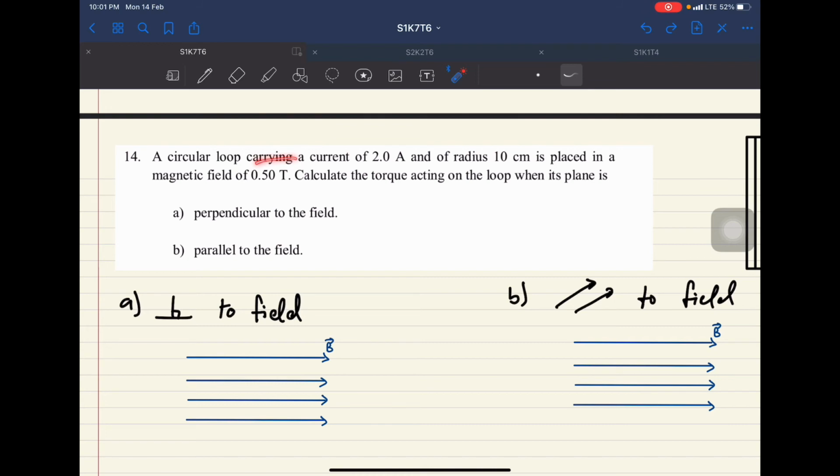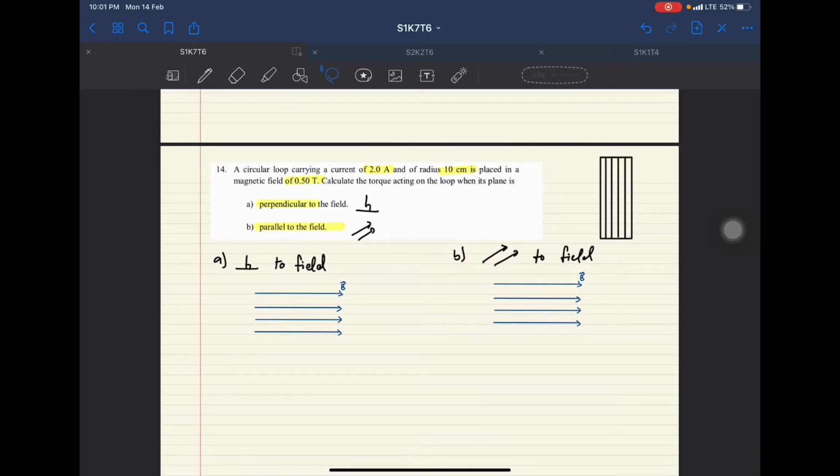Okay, it says that the current is 2 ampere and radius 10 cm. It's placed in a magnetic field of 0.5 Tesla. Calculate the torque acting on the loop when it's placed perpendicular to the field or parallel to the field. So you have one case where the plane is perpendicular, another one is parallel. Okay, first thing first, we take out the information first. So I just want to write over there, so I bring it down here.